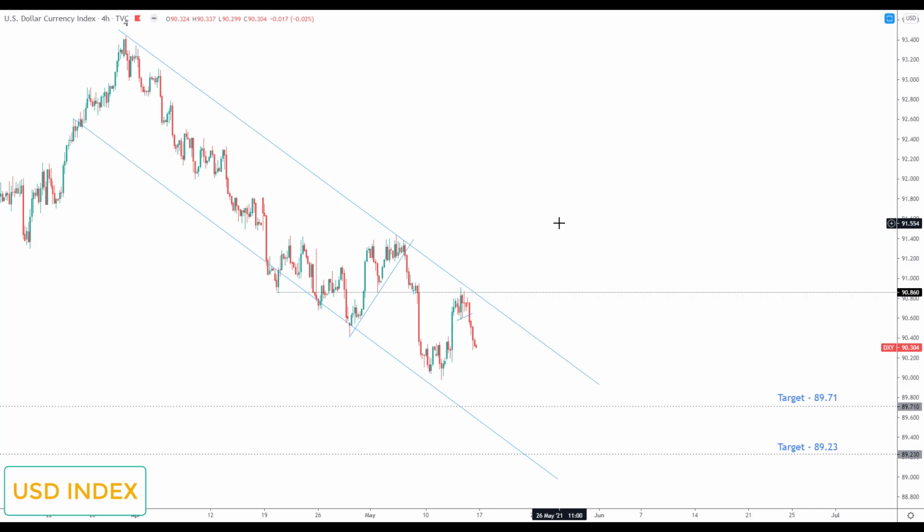We did have a nice pullback last week and we traded into the 90.86, and we actually had a head and shoulders reversal intraday from this level.